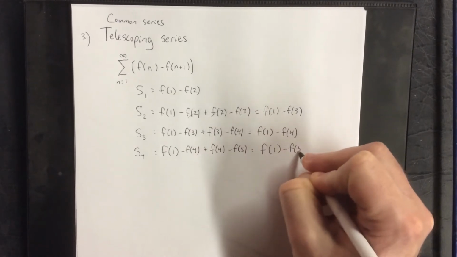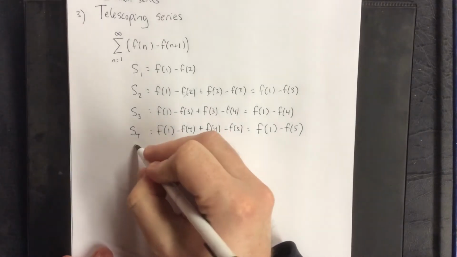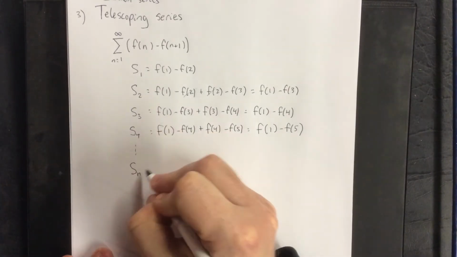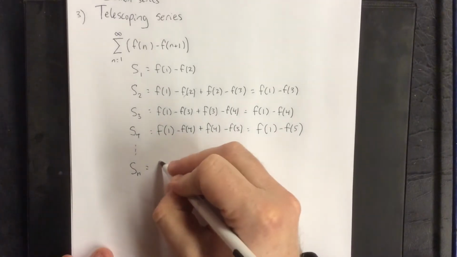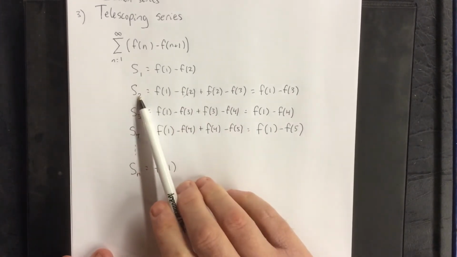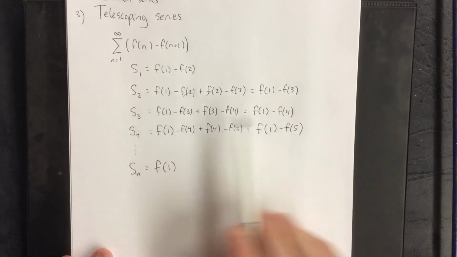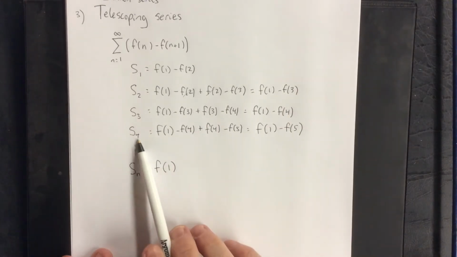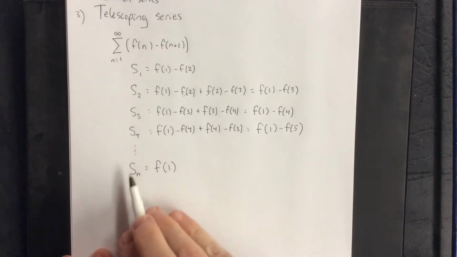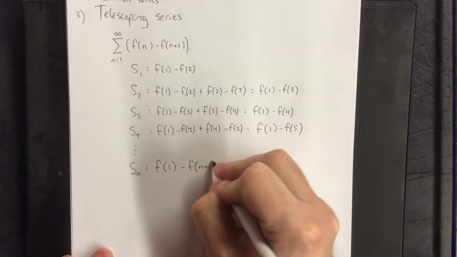Now once you get to about here, it becomes a little bit easier to see what the generalization of this would be if we wanted to consider what the nth partial sum looks like. Now when we did S sub 2, the thing left over was f of 3. For S sub 3, we had f of 4. S sub 4, we had f of 5. So for S sub n, we're going to count on seeing f of n plus 1.